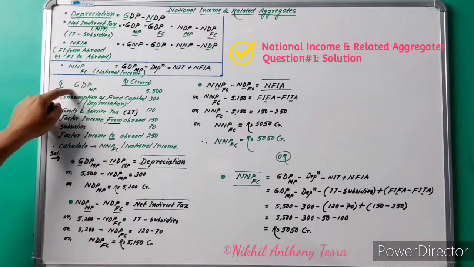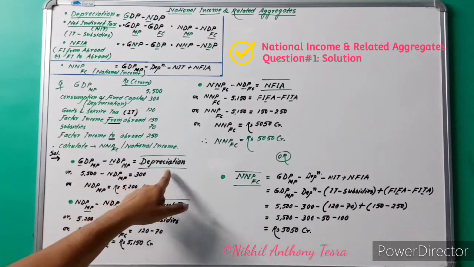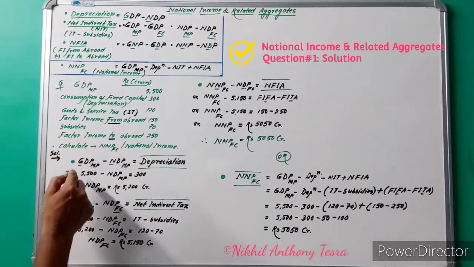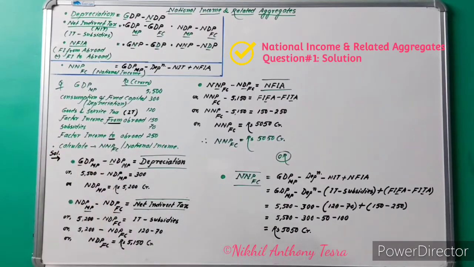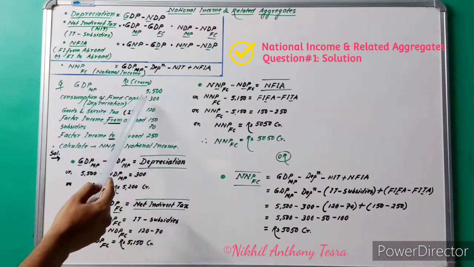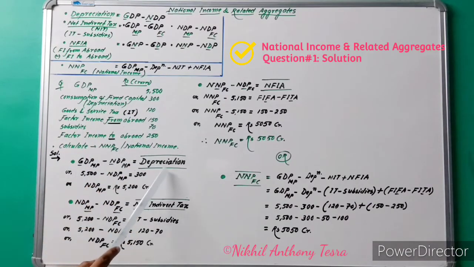In this particular case, GDPmp is given. So to find depreciation, you write the same thing, only in place of G you are writing N. So simple, it is done. GDPmp minus NDPmp equals depreciation. In this formula, GDPmp is given 5,500 crores. So write 5,500 crores minus NDPmp. Obviously, we need to find this one, NDPmp. Depreciation is consumption of fixed capital, which is given 300. So write it down. Now, NDPmp will be 5,500 minus 300, so it will be 5,200 crores. So NDPmp is 5,200 crores.